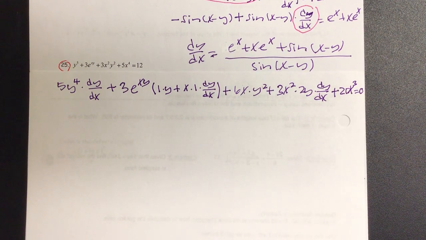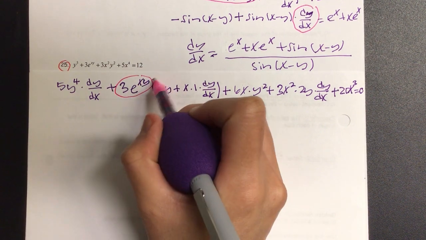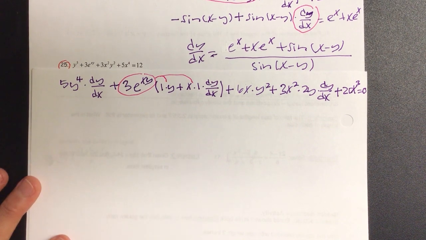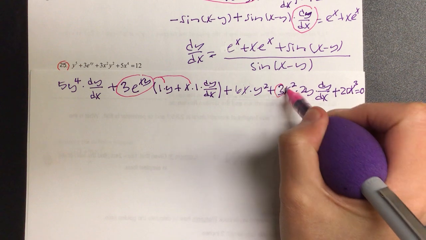So what we need to do after this is distribute 3e to the xy to each component. So let's go ahead and combine like terms real quick. Are there any others that I want to combine? Oh, I think I'm going to also multiply 3 times 2.